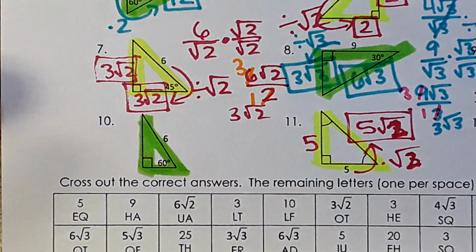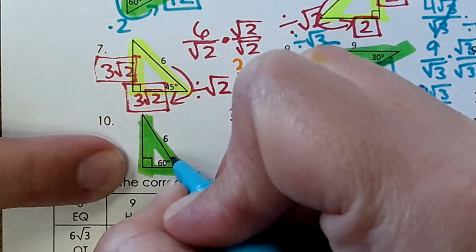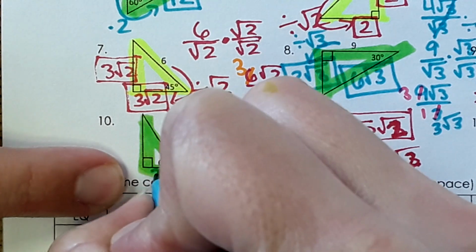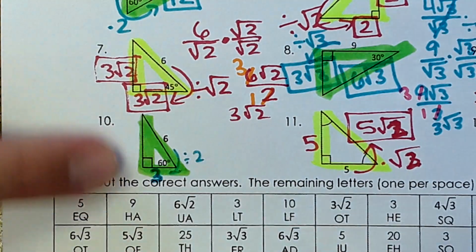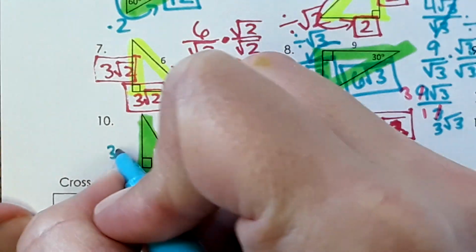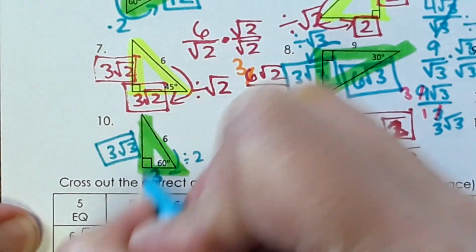Okay, then number 10, we're given the hypotenuse. We can divide that by 2 to get this length, so this would be 3. And then 3 times square root of 3 would give us the medium side.